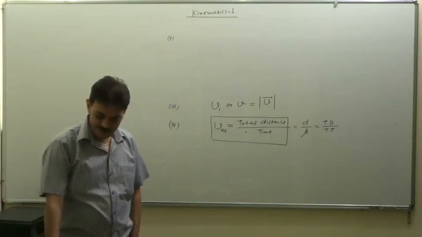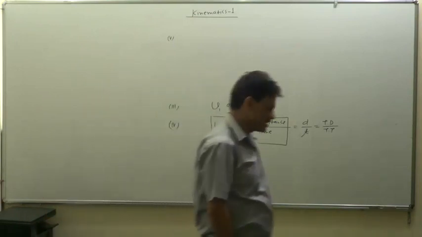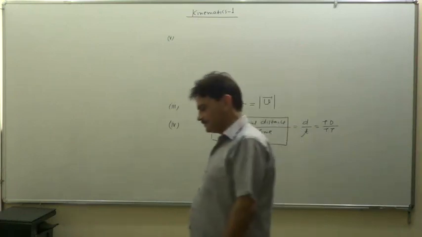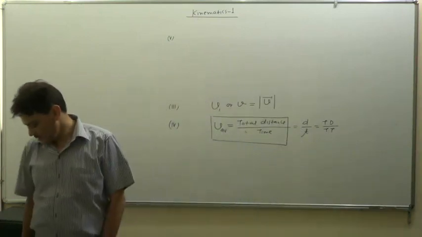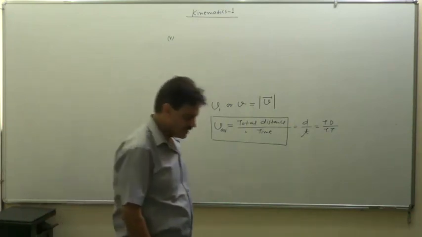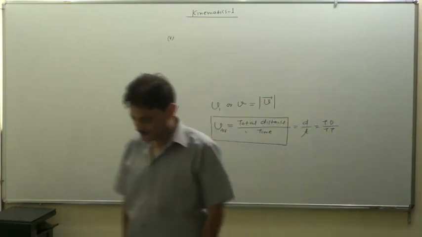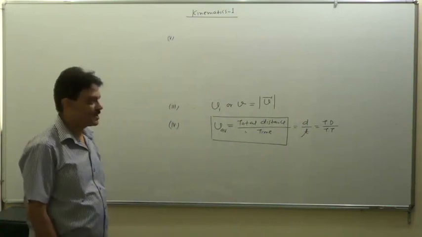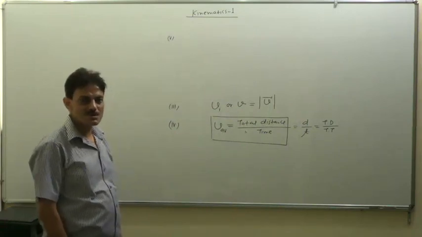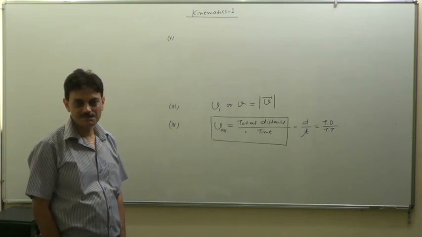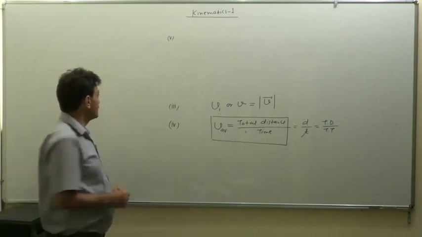Right? So note down. If a particle is moving with constant speed, then its average speed at any interval of time is equal to that constant value. Right? Sixth point.